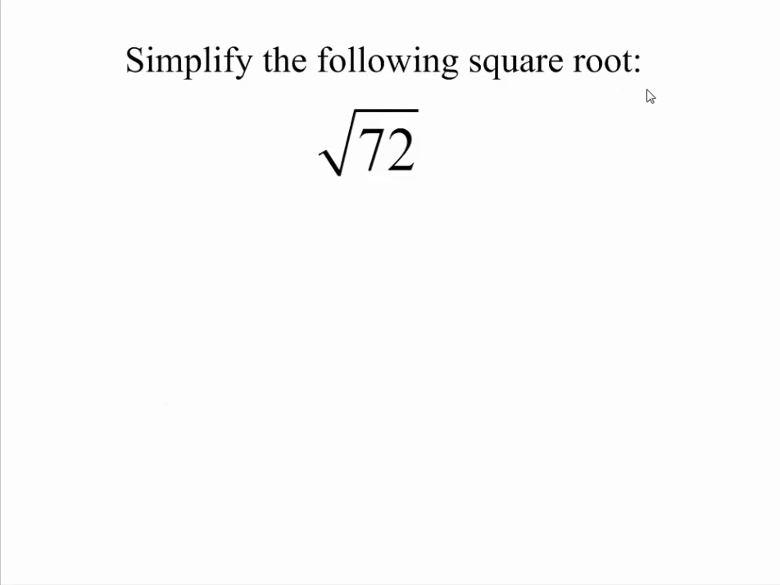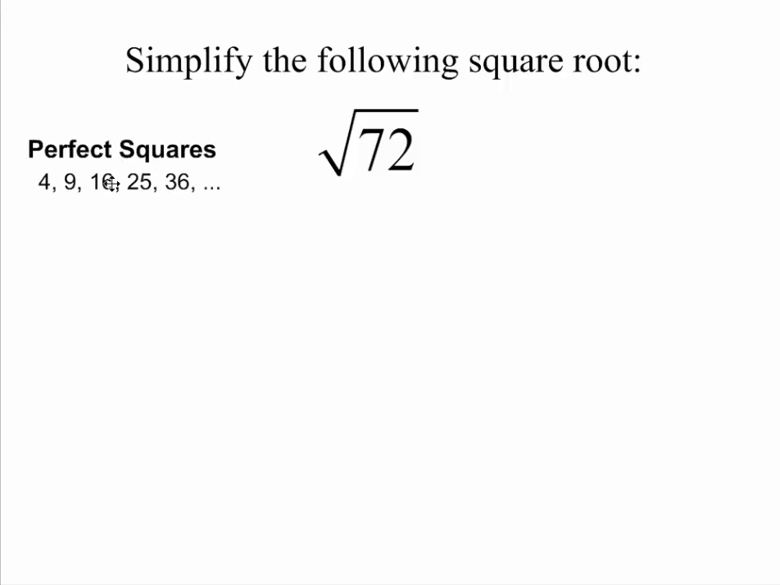Simplify the following square root. So the square root of 72, I want to simplify this. Recall that when you simplify a square root, it's almost like the same idea as when you reduce a fraction, where they're still going to have the same value, except that they just look different.